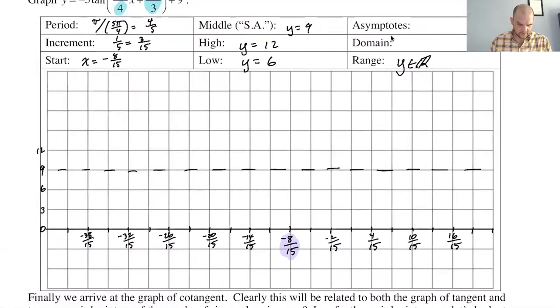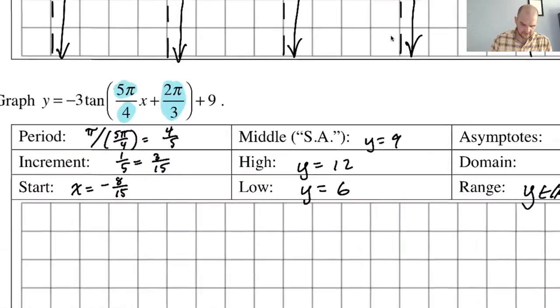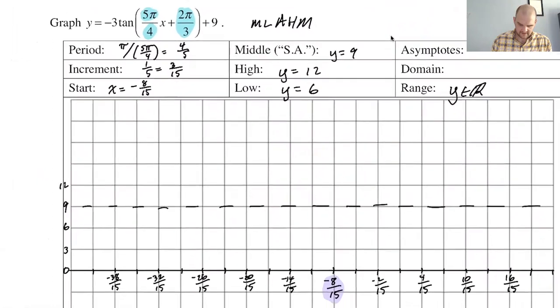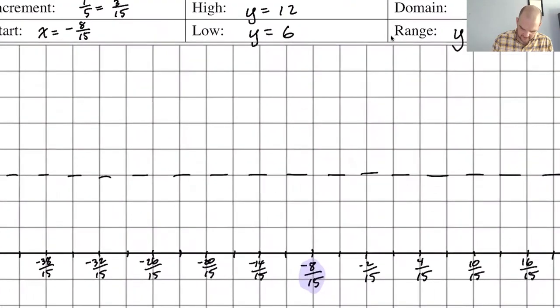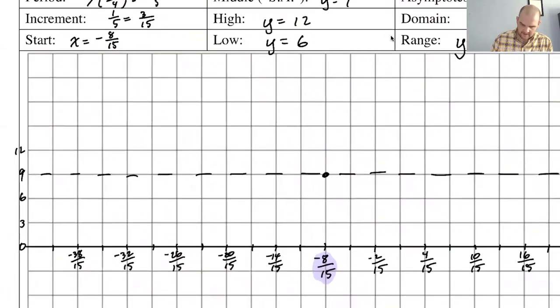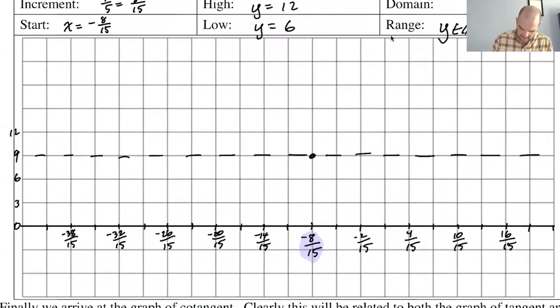Now, what are we dealing with? Negative tangent. With a negative tangent, you just switch the highs and the lows. So it's going to go middle, low, asymptote, high, middle. All right, middle, low, asymptote, high, middle. Middle points are at 9. So we're going to start here at 9. Then we're going to go to the low point. Then we're going to put an asymptote.